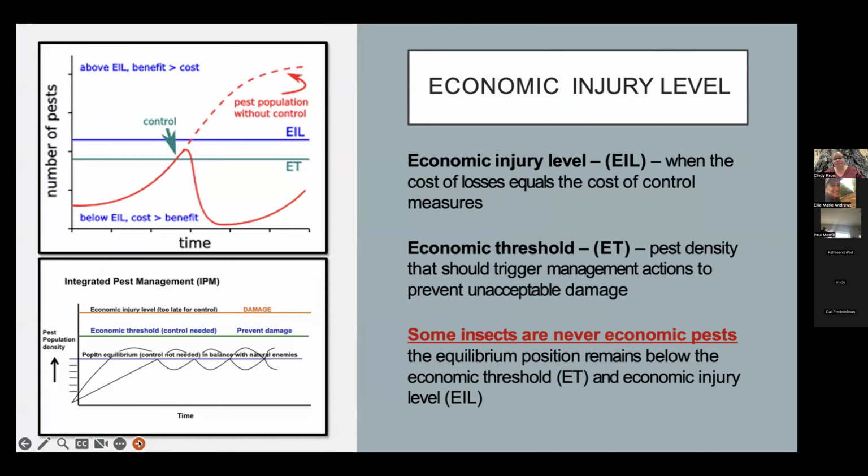So, we think of our economic injury level. This is, I know, very, very busy. If you think of the number of pests on this axis, as you go up, the number of pests increases, and as you go down, the number of pests decreases. Here's time. And here in red is our pest population, and over time it's starting to increase. And it gets to this economic threshold. This is the threshold at which, if we do not apply a control measure, this insect population is going to cause economic damage.